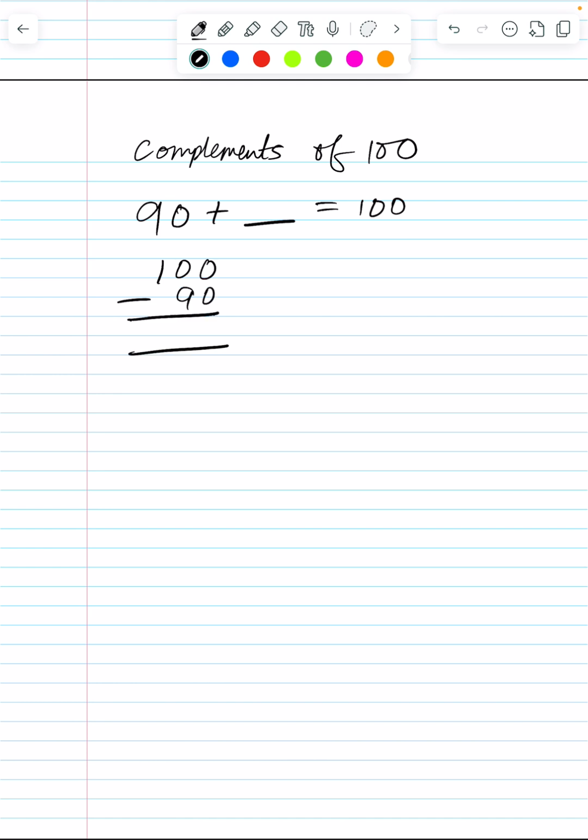So 0 minus 0 is equal to 0. Now 0 becomes 10. 10 minus 9 is equal to 1. And this 1 becomes 0. So the answer is 10. So 90 plus 10 is equal to 100. So dash is equal to 10. Now let us do some other questions.